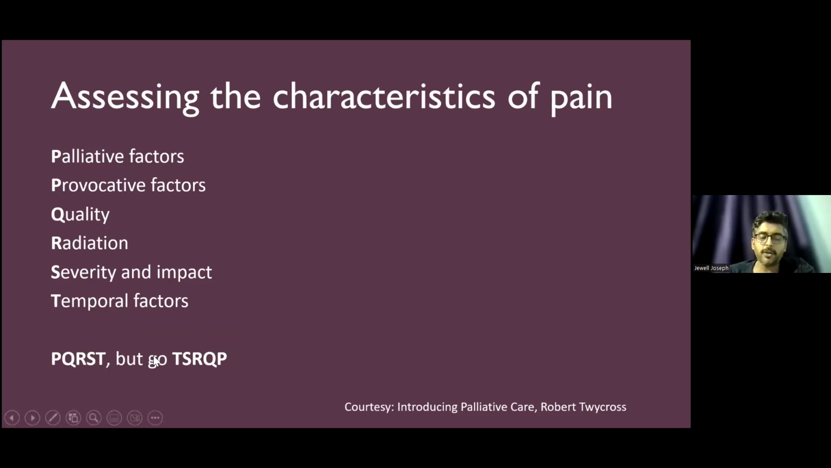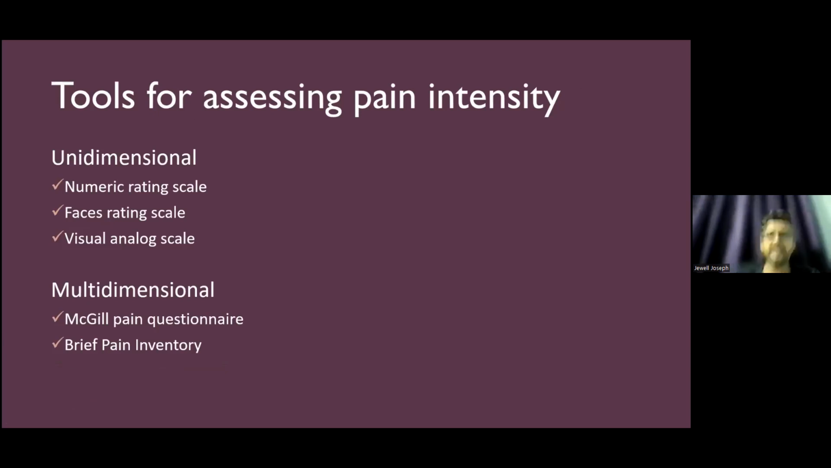Although we say PQRST, the order to go would be TQ, TS, RQP, in the reverse order. When did the pain start? How severe is the pain? Is it radiating to somewhere? Again, aggravating and relieving factors. So we will start with the time and then go on. For the mnemonic's sake we say PQRST, and we usually go in the reverse order when we are asking the patient about the pain. As I mentioned earlier, for designing the pharmacological therapy, we need to assess the pain intensity and what type of pain it is. We'll go into detail regarding the tools for assessing pain intensity: how severe is the pain?